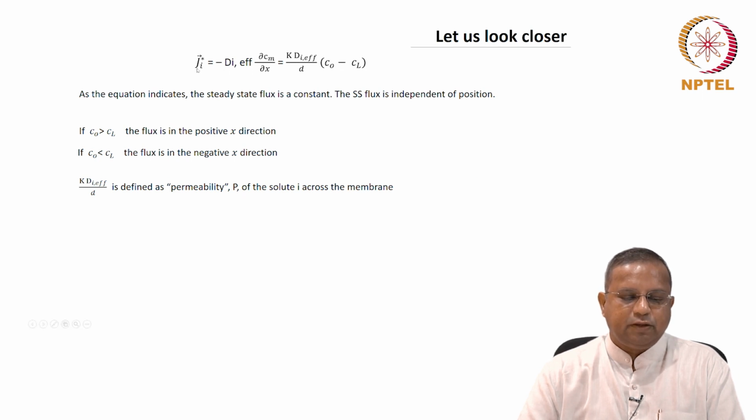this relationship. The molar flux is minus D_i effective ∂C_m/∂x, or K D_i effective by δ times (C_0 minus C_L), which gives the flux across a uniform membrane. Then we said that K D_i effective by δ, where K is the partition coefficient and D_i effective is the diffusion coefficient, so the dissolve-diffuse mechanism divided by the thickness of the membrane is the permeability. Permeability is an important parameter for any membrane.